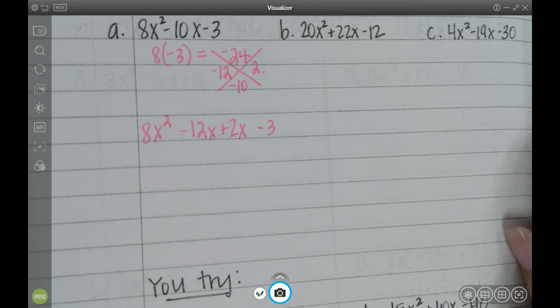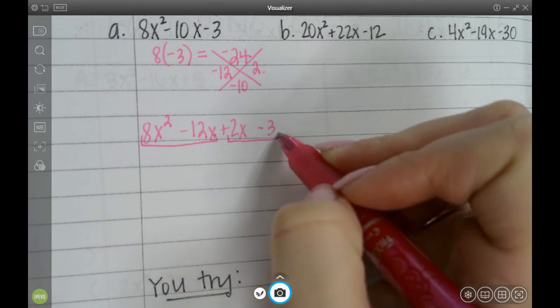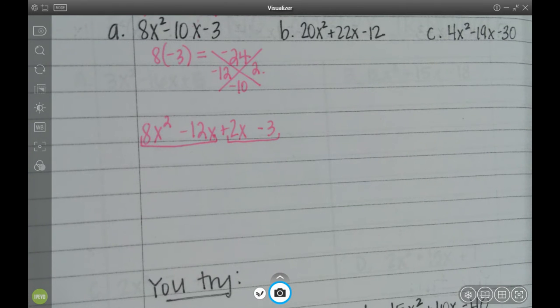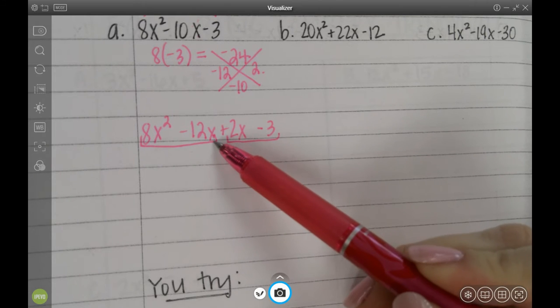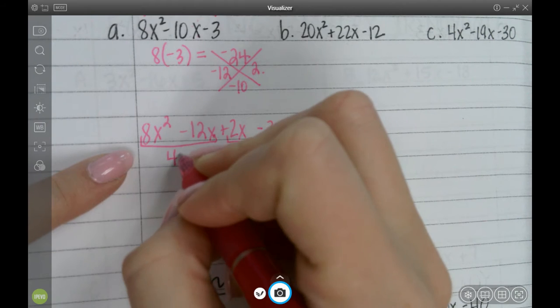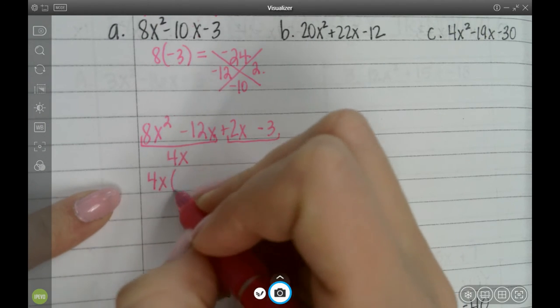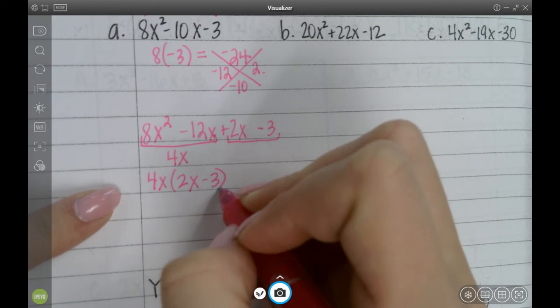So now how many terms do I have? 4 terms. What did we do when there were 4 terms the other day? We did grouping, right? Grouping 2 and 2. And then from here on out, it's exactly like factoring by grouping. So your GCF from the first 2 terms is going to be 4x. When you take that out, you get 4x times 2x minus 3.